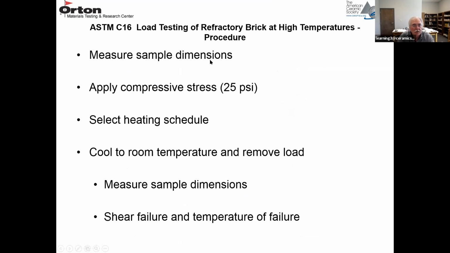So how you run this test is simple. You measure the sample dimensions. You're definitely interested in the length change. You can also measure the width and thickness. You apply a compressive load, and the normal load is 25 PSI. There's a different heating schedule for different types of refractories. So you heat it, you cool it to room temperature, remove the load, and measure the sample again. If the sample didn't survive, you usually have a shear failure mode, and you record the temperature where it failed.